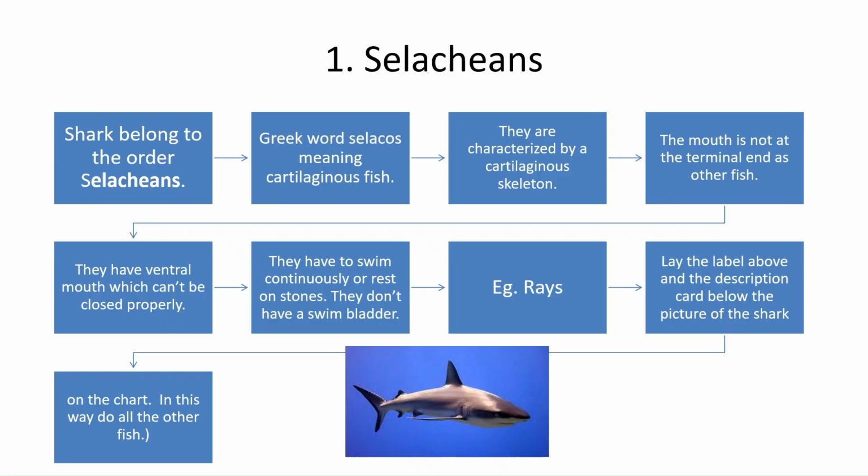The mouth is not at the terminal end as in other fish. They have a ventral mouth which can't be closed properly. They have to swim continuously or rest on stones. They don't have a swim bladder. An example is the ray. Lay the label above and the description card below the picture of the shark on the chart. In this way, do all the other fish.